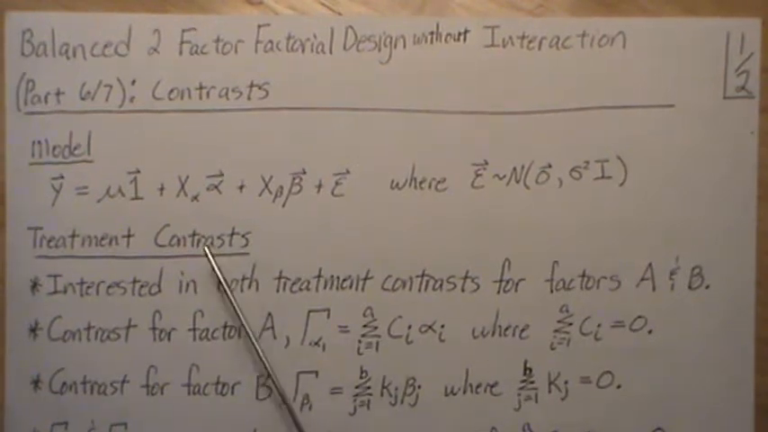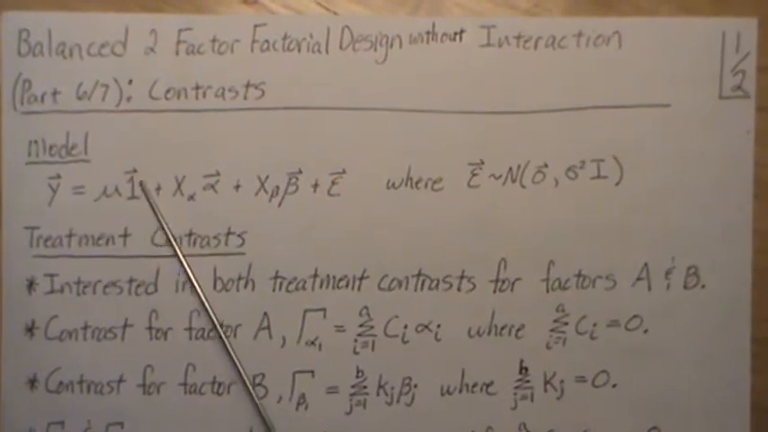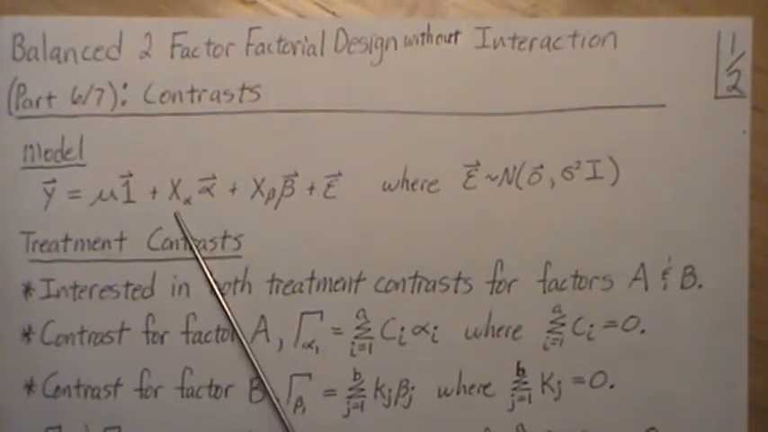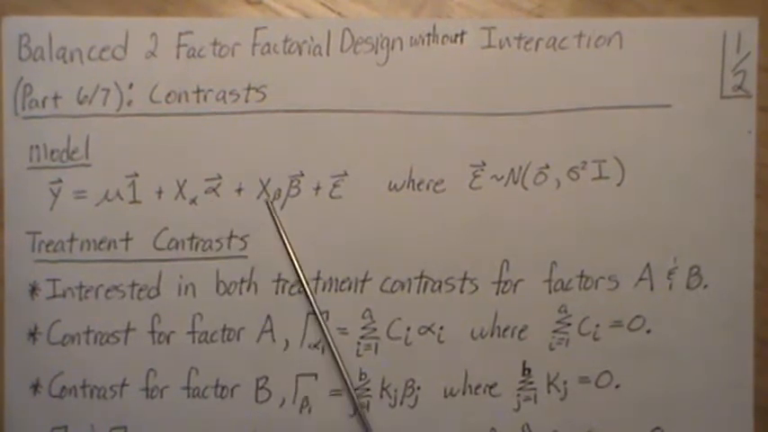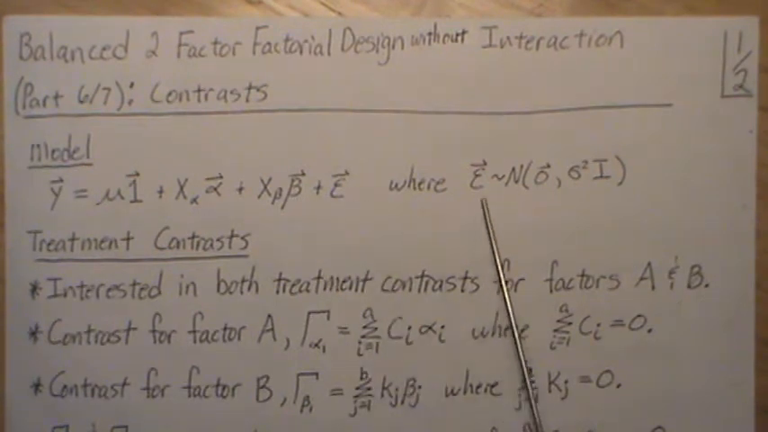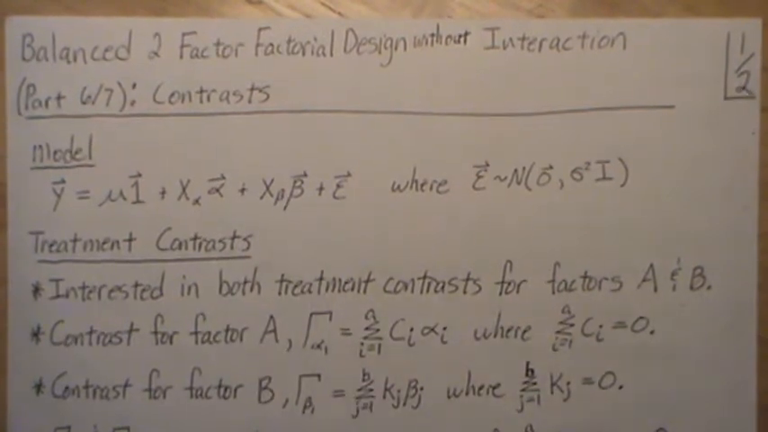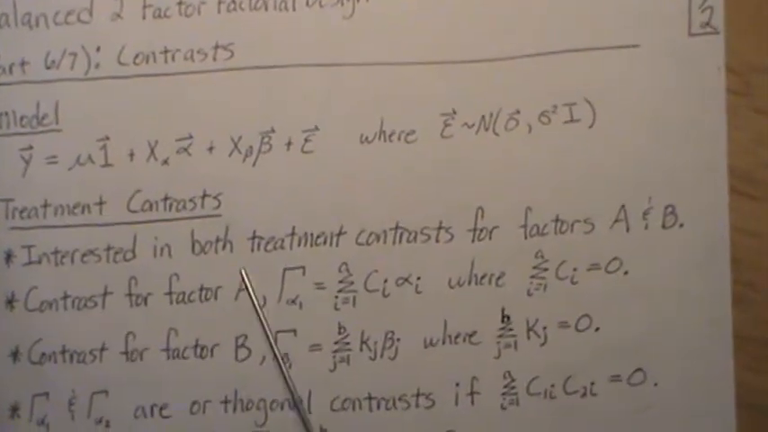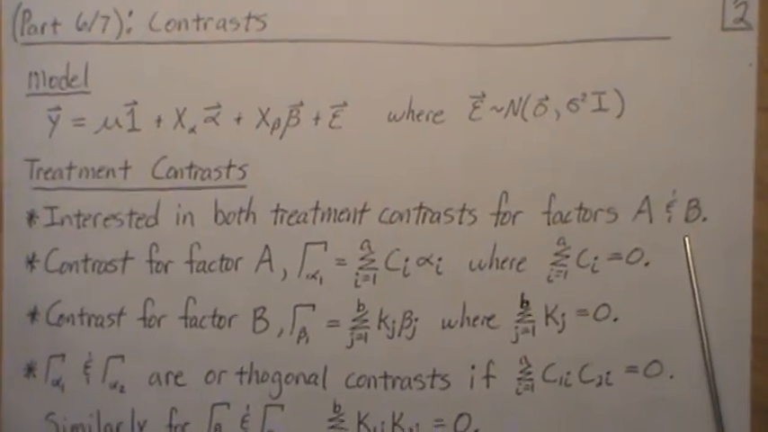Now, as a reminder, our model can be thought of as mu times the one vector. So this is matrix notation: X alpha times the parameters alpha, plus X beta times beta, plus epsilon. The epsilons are normally distributed. This deals with factor A, and this is factor B. And so the interests are in both treatment contrasts for factors A and B.